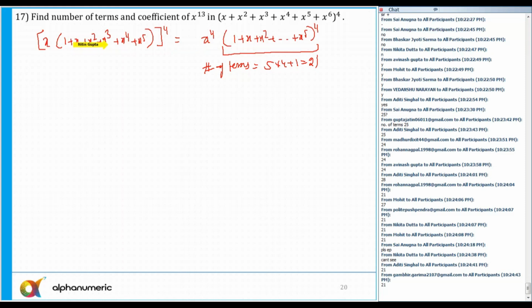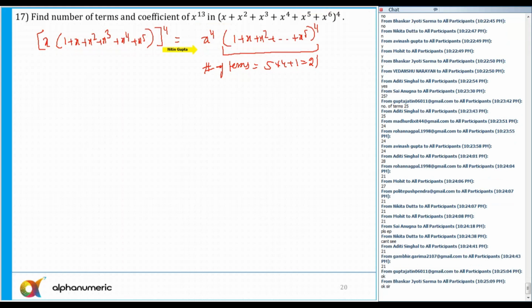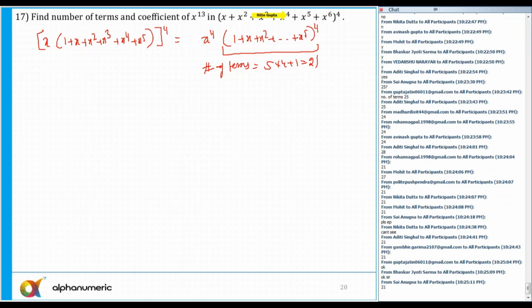Other logic you can have done in this way. The minimum power of x will be 4 and the maximum power of x will be 24. So 4 to 24, there are 21 terms. And all the powers I'll get x square, x cube, x to the power 4, 5, 6. All the possible combinations are clear. Any doubts for anyone now? Please tell me.